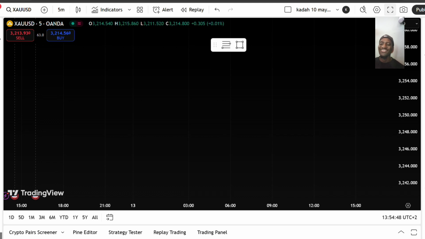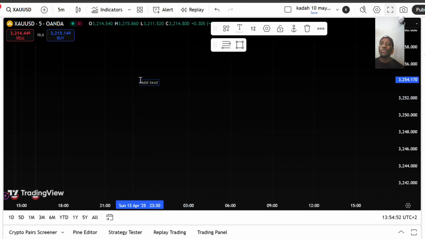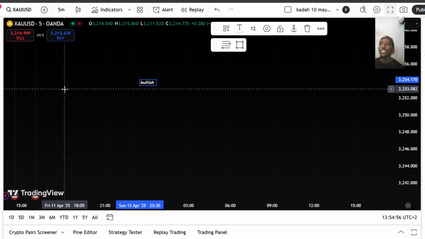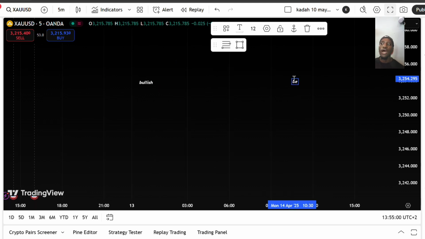So about candlesticks. Fundamentally, there are two types of candlesticks. The first one is called a bullish candlestick. Let me write bullish candlestick. Then the second one is called a bearish candlestick. Let me write bearish right there.